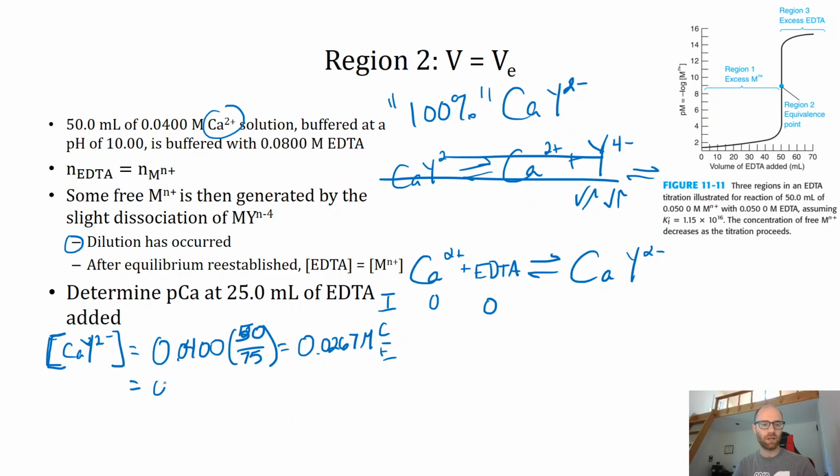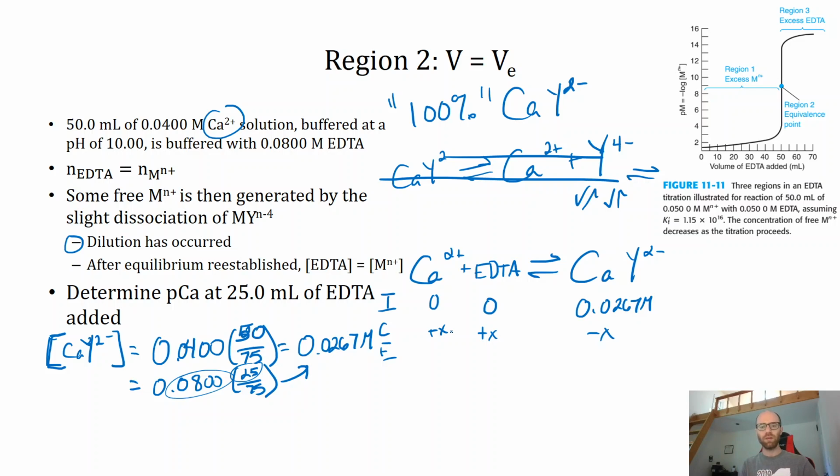Alternatively, we could have said we're going to dilute down the EDTA. That would be 25 over 75. Notice that the concentration is doubled, but the volume is halved, so you still get the same number. And that would be 0.0267 molar. Obviously, you're going to get a minus X, and a plus X, and a plus X.